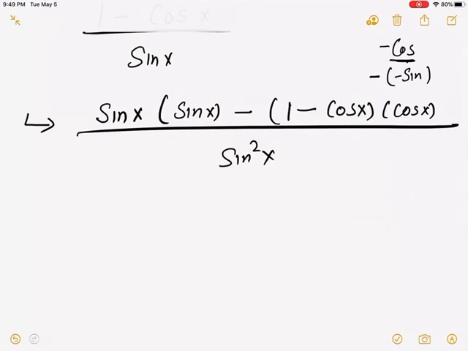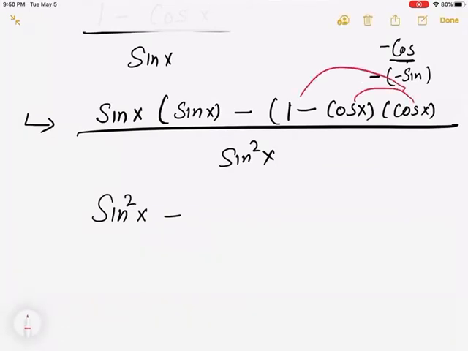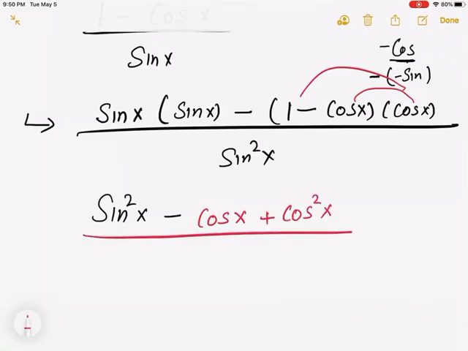The rest is just simplifying. So this becomes sine squared x. This I would distribute, and I'm just going to distribute the negative at the same time. So it's going to be negative cosine x, and it's going to be plus cosine squared x. I did two things in a step.